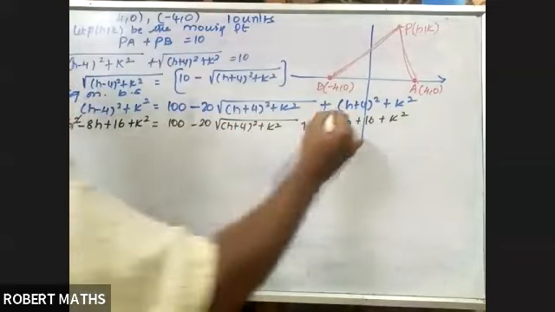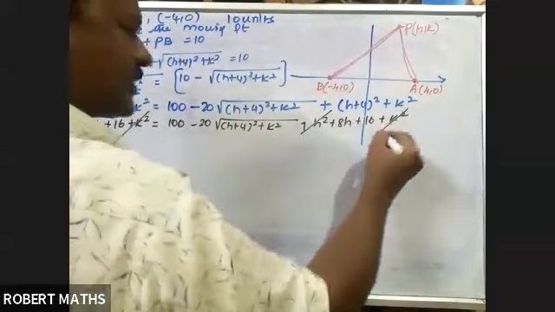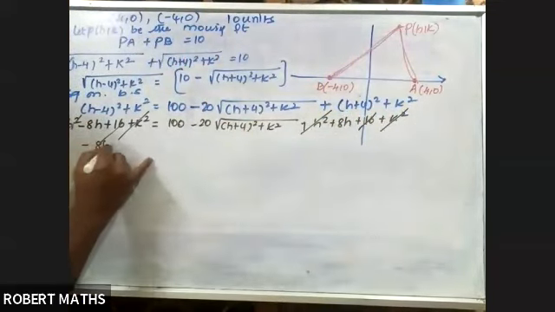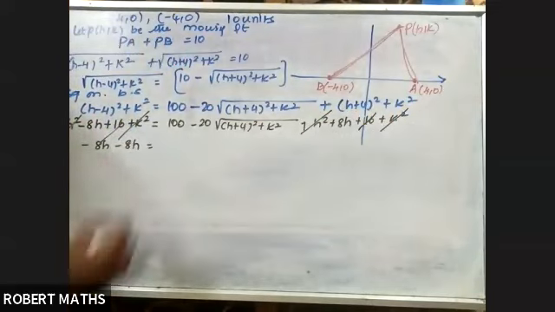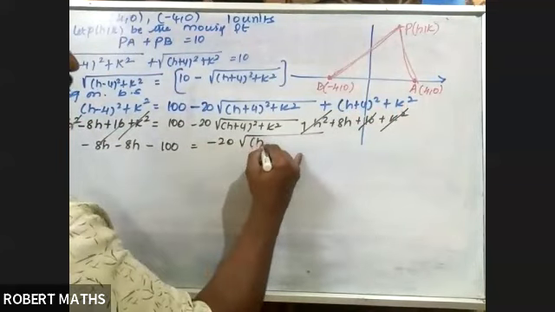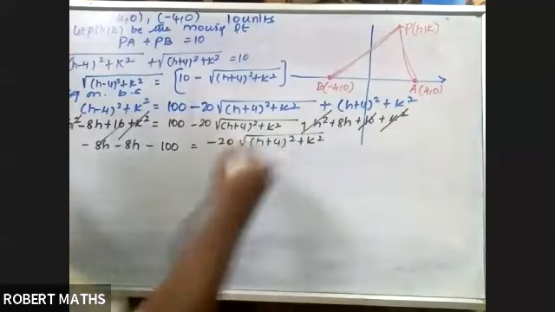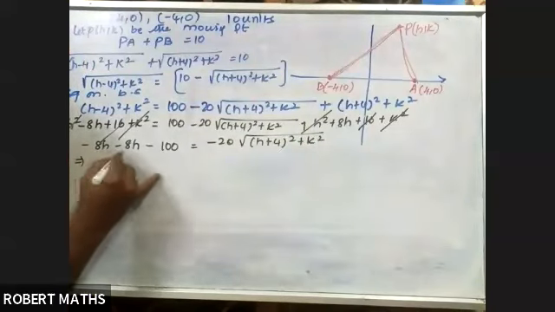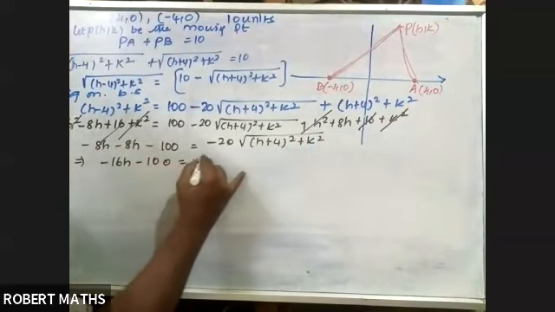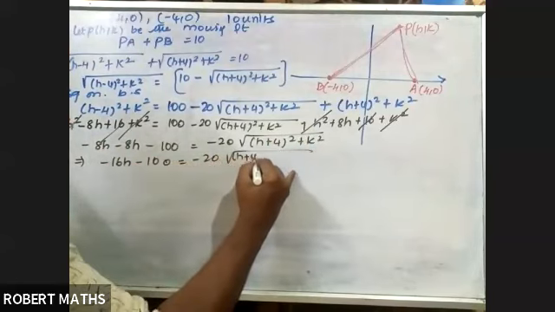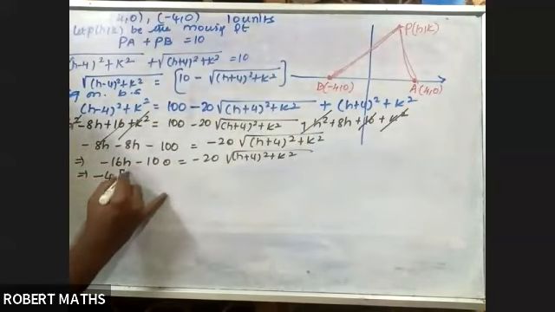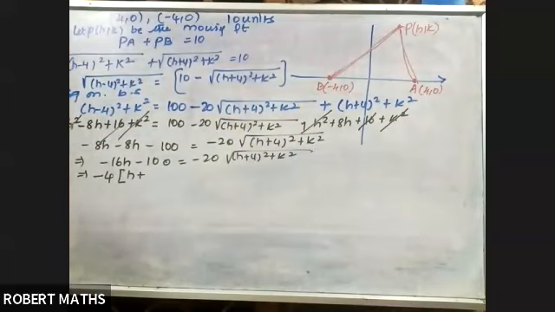Now h squared will get cancelled, k squared gets cancelled, 16 will get cancelled. இந்த 8h இந்த சைடு கொண்டு வந்துருங்க, minus 8h minus 8h. And 100 கூட இந்த சைடு கொண்டு வரலாம், minus 100. We'll get minus 20 into square root of h plus 4 the whole square plus k square. Simplifying, we get minus 16h minus 100 equals minus 20 into square root of h plus 4 the whole square plus k square. Now you can take minus 4 common. If you take 4 common, what will you get?